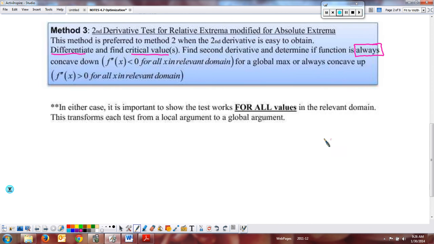Okay? And again, the idea is when you modify these, you've got to make sure that it's working for all values in the relevant domain in order to get the global argument justified. All right, so let's jump right into the first example and see how these word problems work.